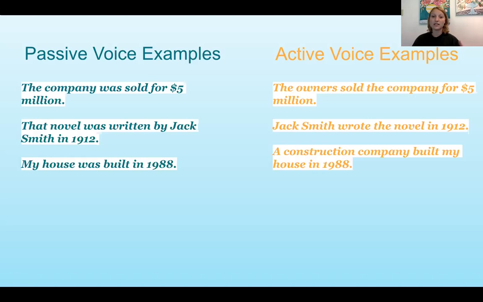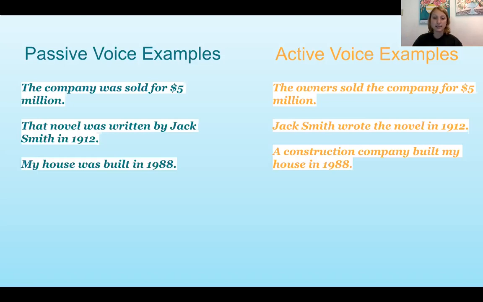She loves it. So then in our active voice, we have Jack Smith wrote the novel in 1912. Jack Smith is the subject and he comes before the novel, the object. Easy peasy, lemon squeezy.